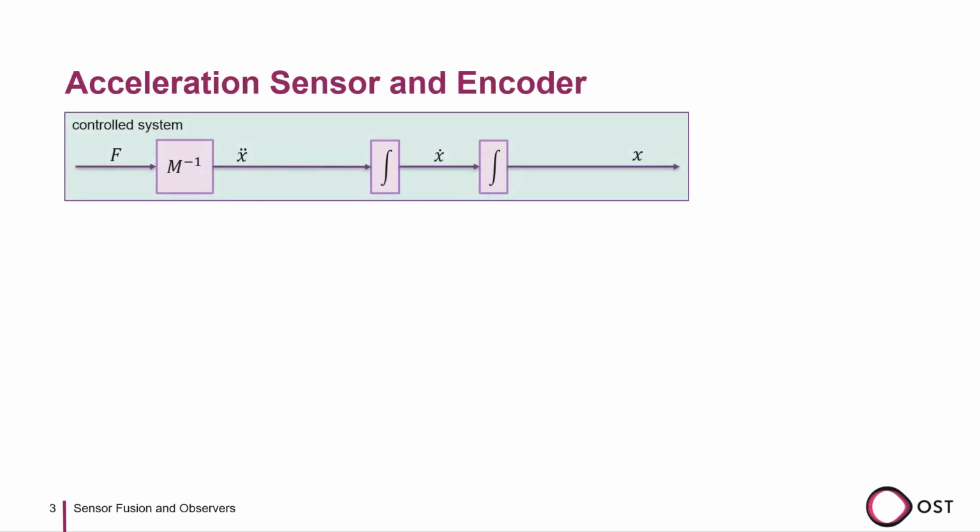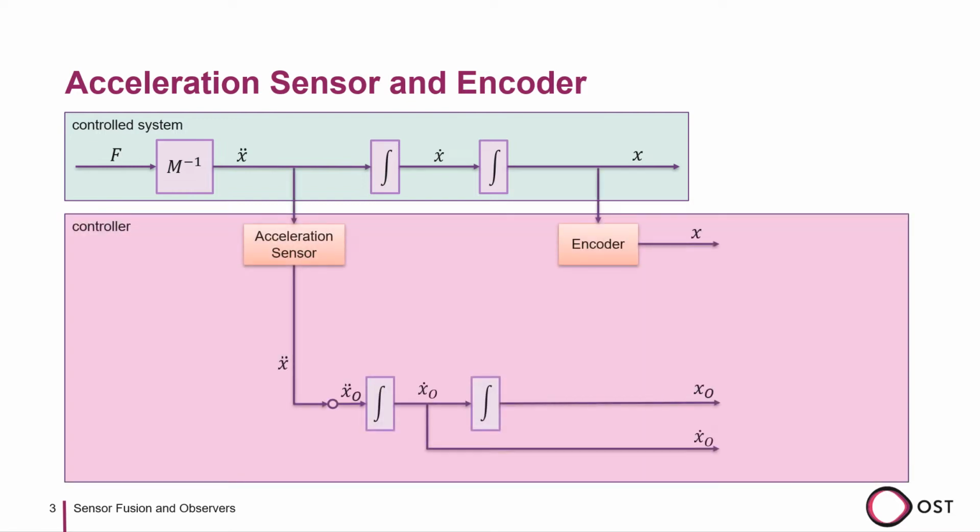But how can an observer help us to deal with these problems? Let's go back to the first example with the accelerometer. Here we have a controlled system. A force acts on the system which results in an acceleration of the system. We would like to know the velocity of the system, but we only have an accelerometer and an encoder. Therefore, we cannot directly measure the velocity. Unfortunately, the accelerometer signal is noisy and has an unknown offset which leads to a drift in the calculated velocity. On the other hand, the resolution of the encoder is not good enough to get the velocity by differentiation.